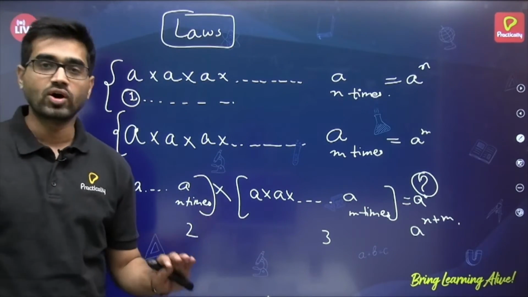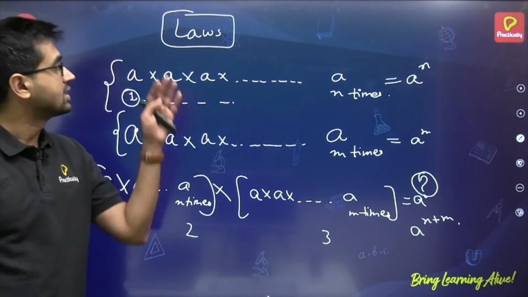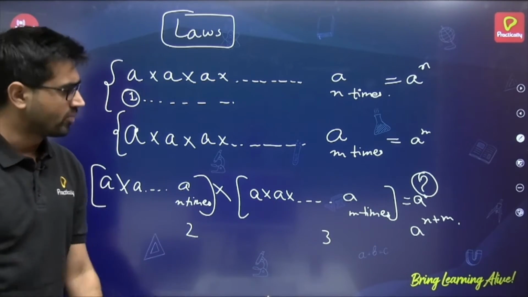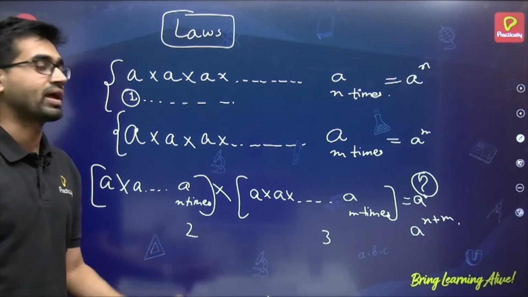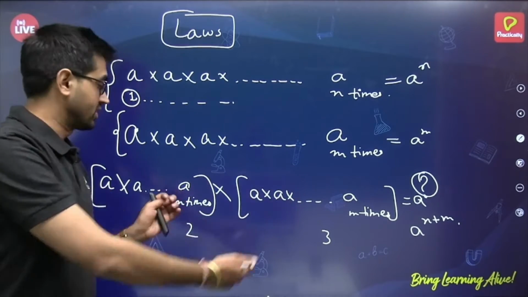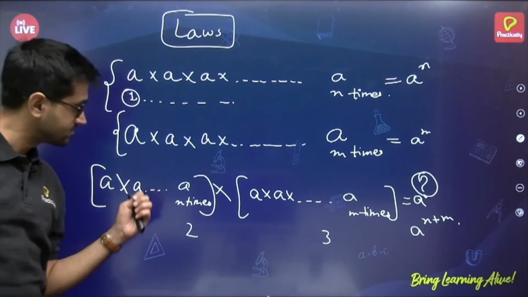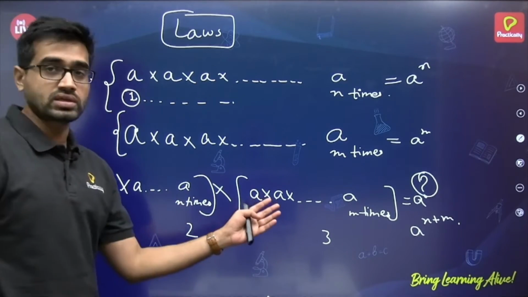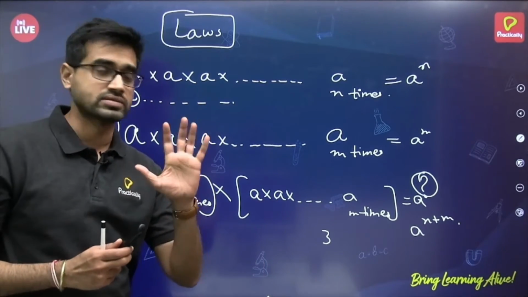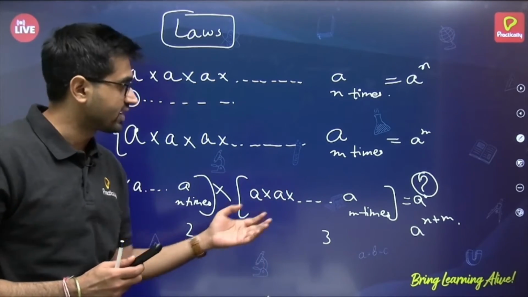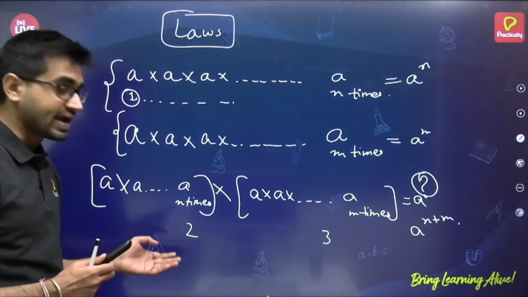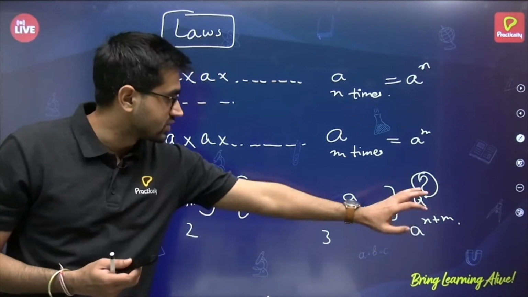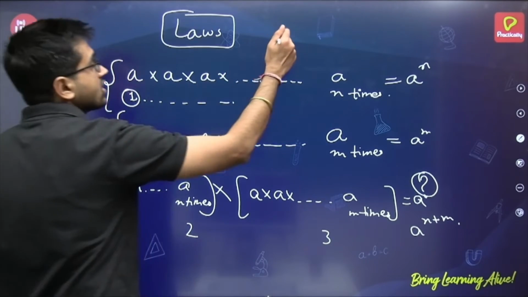It's a very simple law. Same base numbers getting multiplied, the powers will get added. No brain applied, no math applied, common sense always active. What did you get? n times multiplied with m times. Since I knew it was two a's, and now there are 3 a's, total there are 5 a's. 2 a's and 3 a's combined make 5 a's, and that's why a to the power 5. I added them, didn't multiply them, so the powers will get added up.